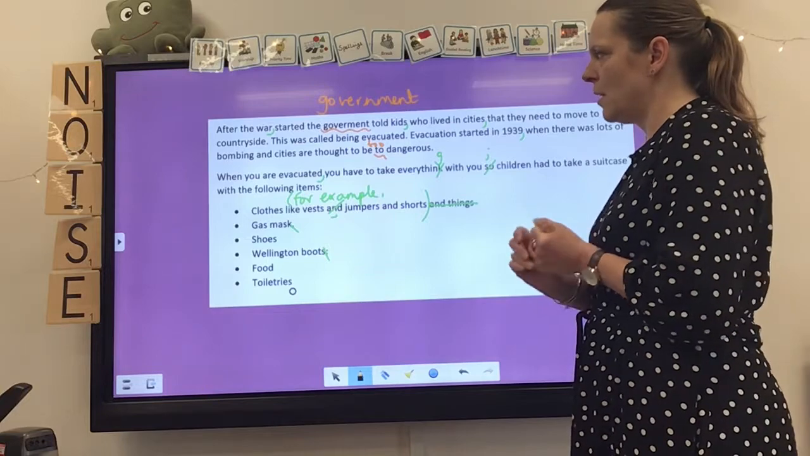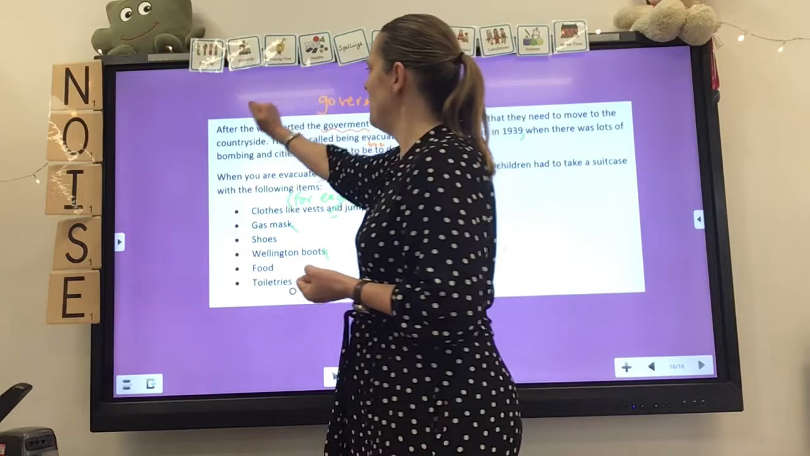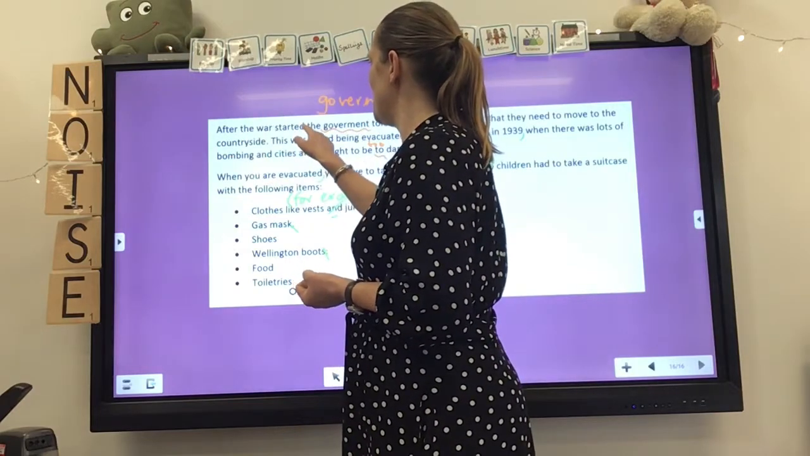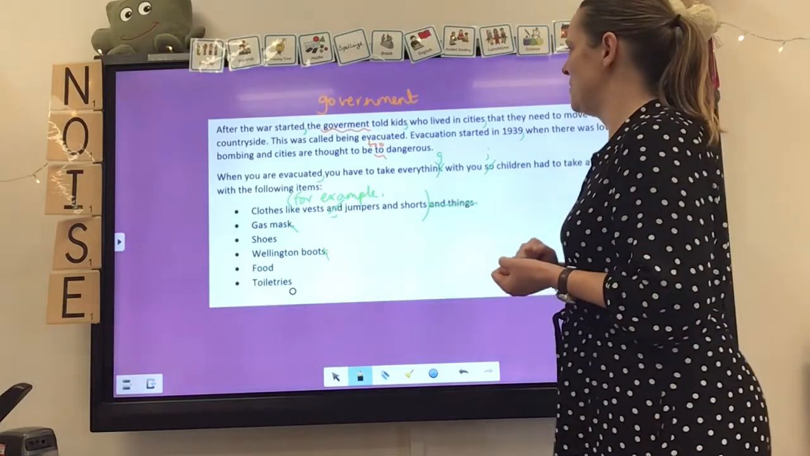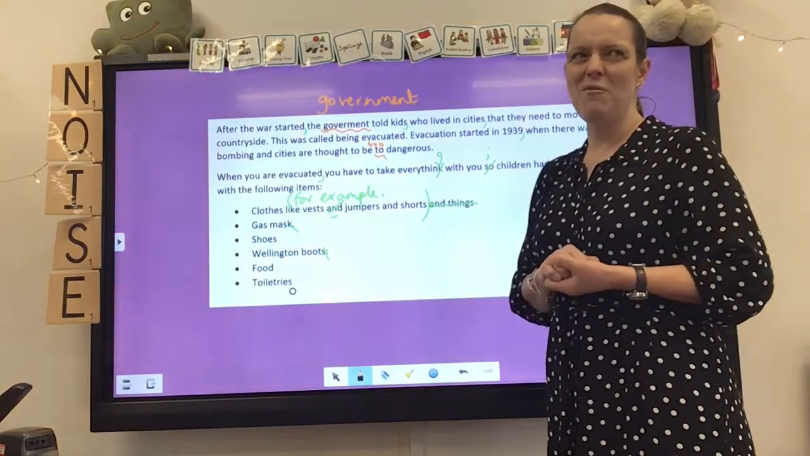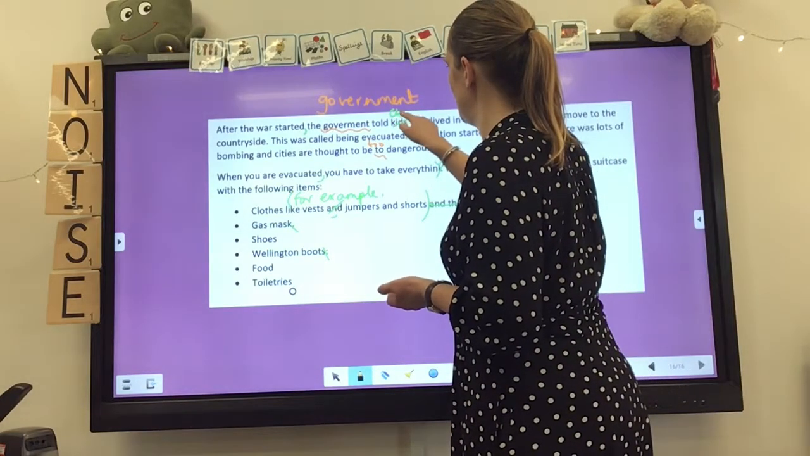So after the war, oh, I've just spotted another mistake I've made. It shouldn't be "after the war", comma. It's "after the war started", comma. Okay. The government told, now "kids" is quite an informal way, isn't it? I must say "children" would be better for this kind of report.